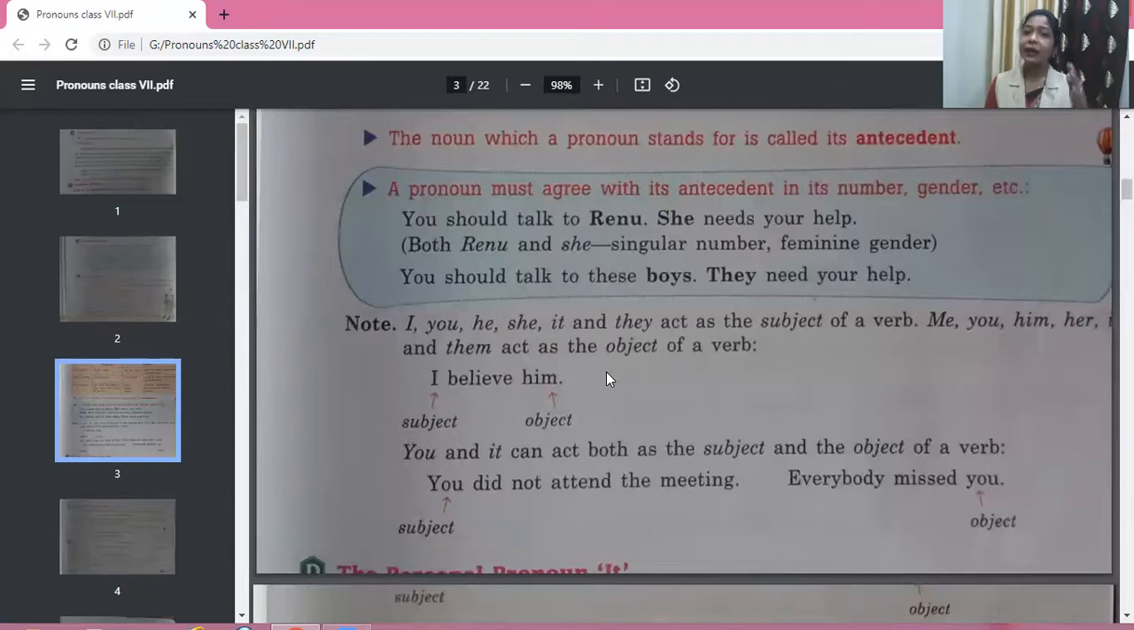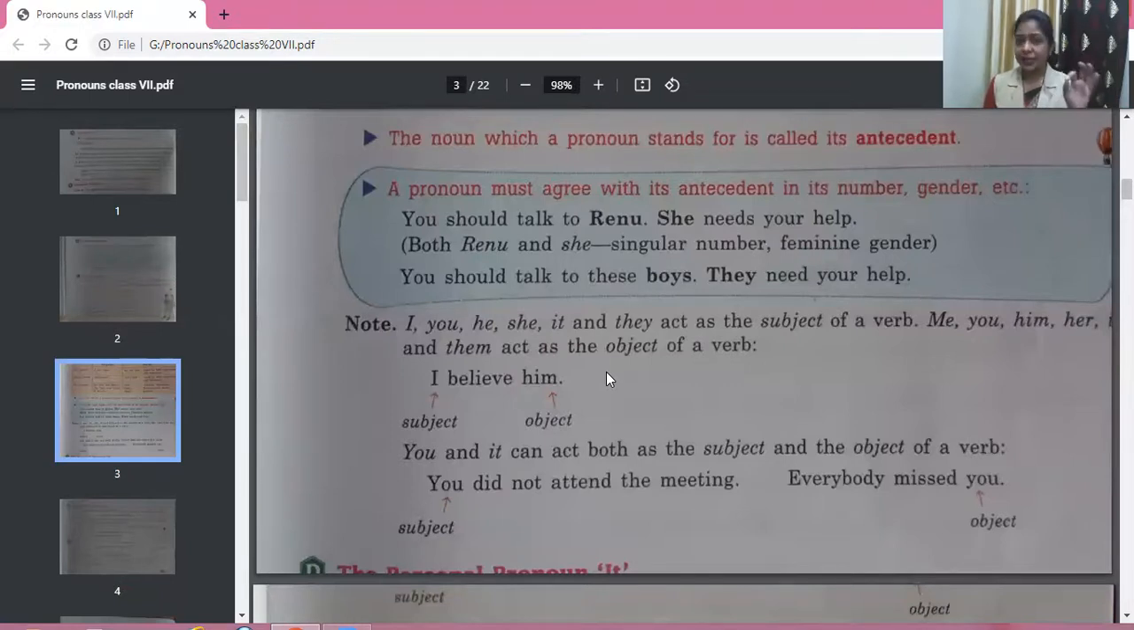Okay. And similarly, they can be the subject and them will be the object. Because we will not be able to say them believe me. That would be wrong. They believe me is correct. Okay. And we believe them. That is also correct. So them at the place of object is correct. And they, when it is used as subject, it is correct.